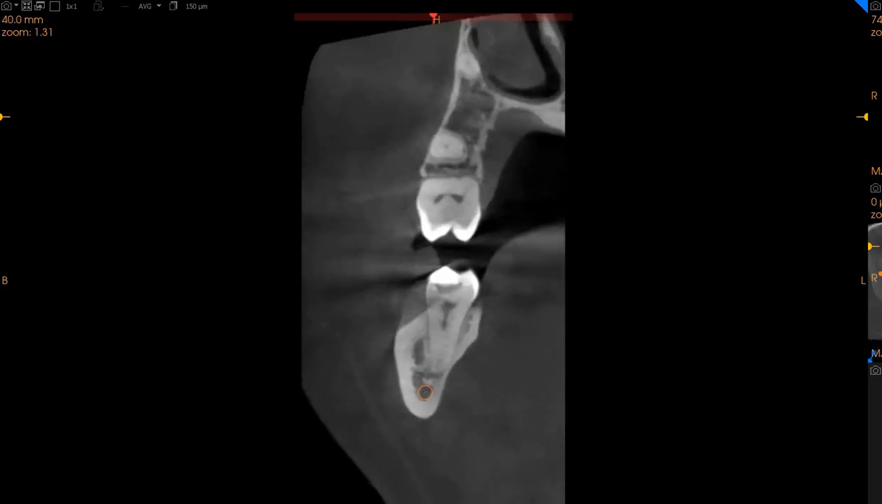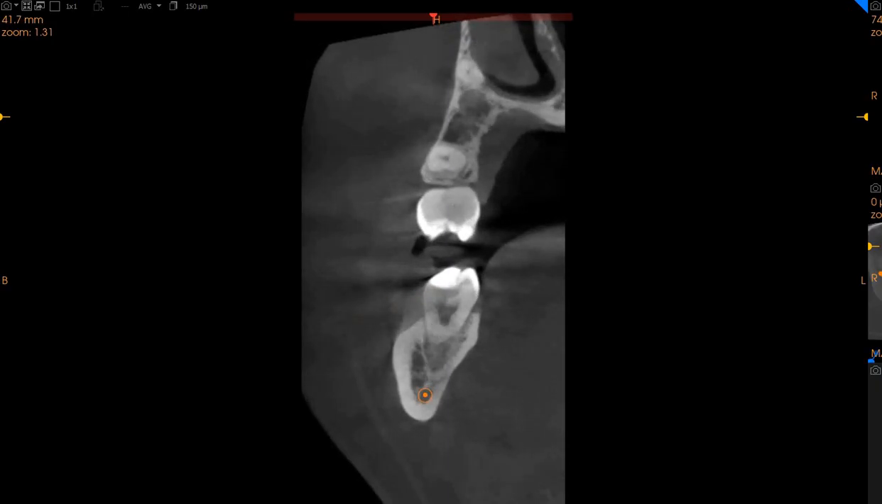This is the 7. The 7 shows a restoration, but below the restoration we can see a significant amount of secondary caries, which is very close to the nerve. So clinical correlation is advised and pulpal diagnosis is necessary, but we can see that at this point the secondary caries is in contact with the pulp, so there might be a need for endodontic treatment.